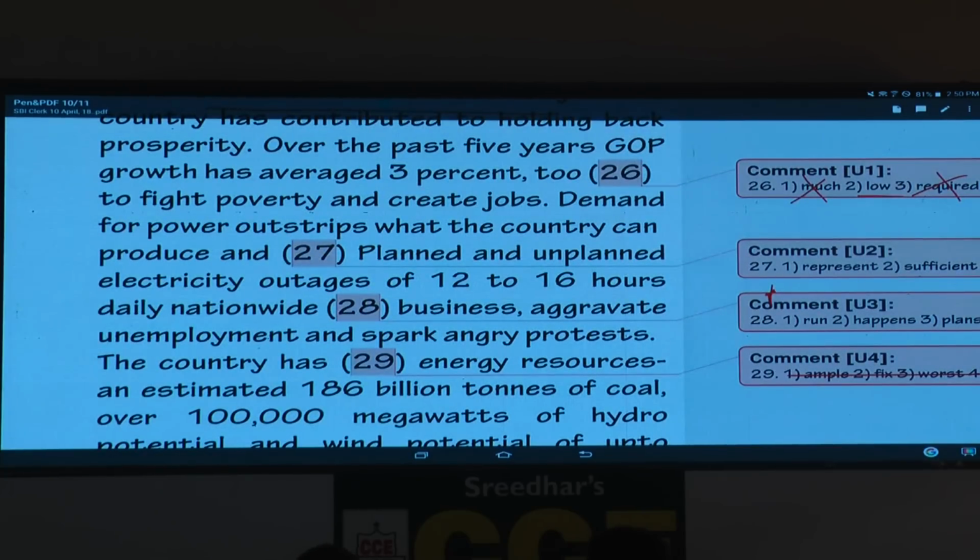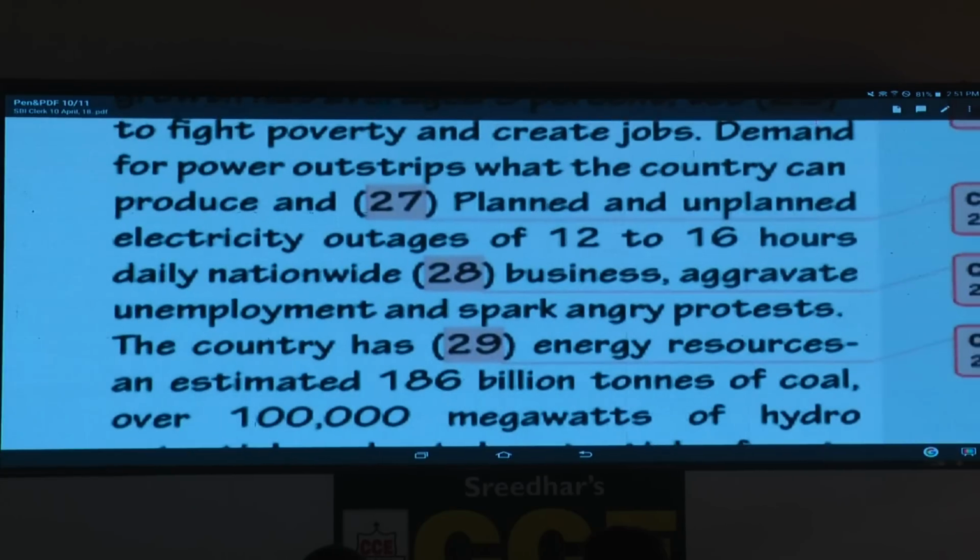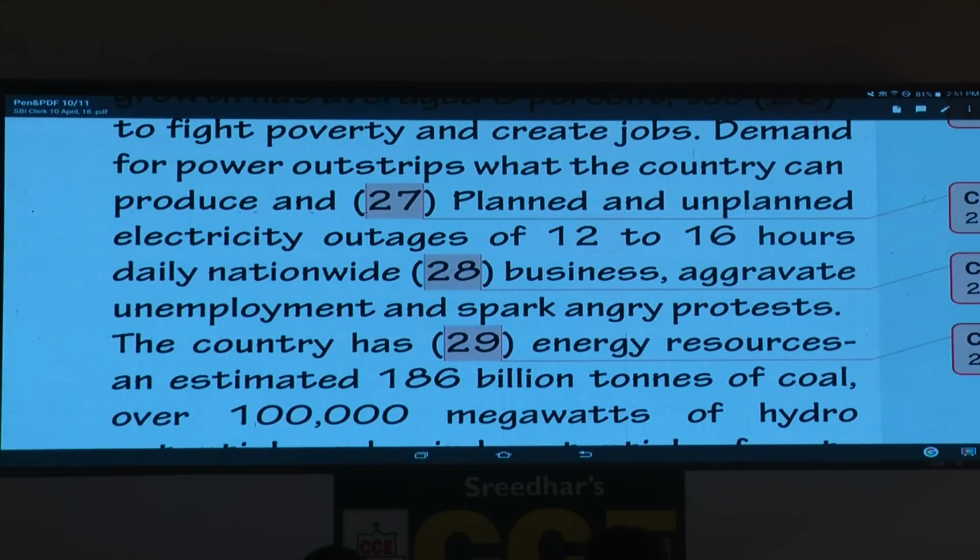Over the past 5 years, GDP growth has averaged 3%, too low to fight poverty and create jobs. Demand for power outstrips, now we have to read differently. Demand for power, pause, outstrips what the country can produce, and once you produce something, what is the next step? Either deliver or distribute. So do you find the word deliver? Which option is that? Obviously, the fifth option is the answer. So demand for power outstrips what the country can produce and deliver, full stop. Problem with punctuation.